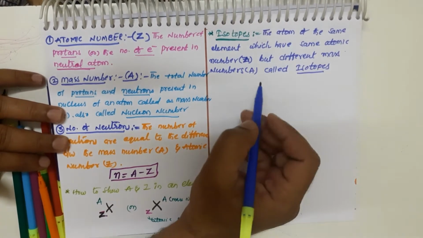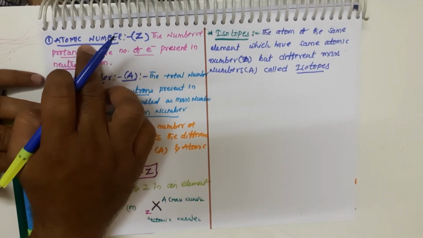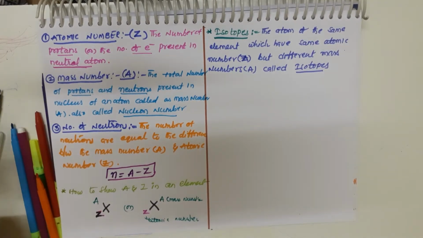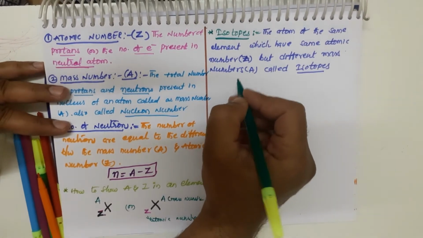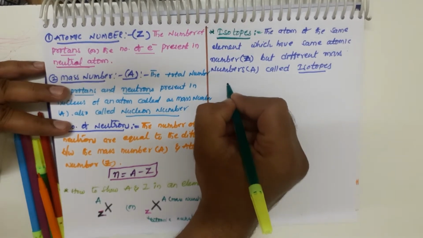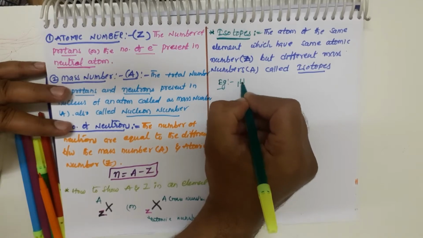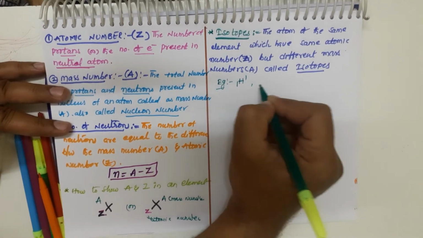In isotopes, what is the same, students? Atomic number is the same, but mass numbers are different. As we write an example, you can understand easily. An example of isotopes is hydrogen: atomic number 1, mass number 1.